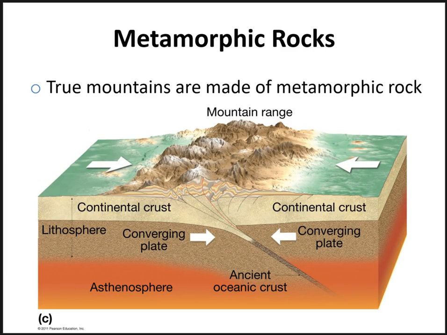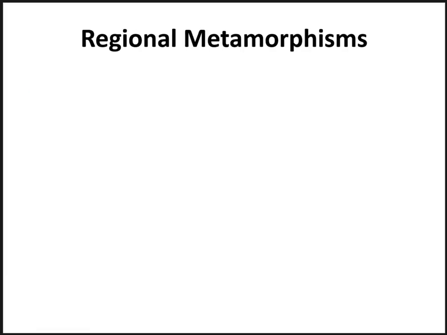So metamorphic rocks are going to be found in true mountain ranges. This figure here represents a continent-to-continent convergent plate boundary, which represent India crashing up into Asia, creating the Himalayan mountains. So the Himalayan mountains are true metamorphic rock. There are two different types of metamorphism that a metamorphic rock undergoes.